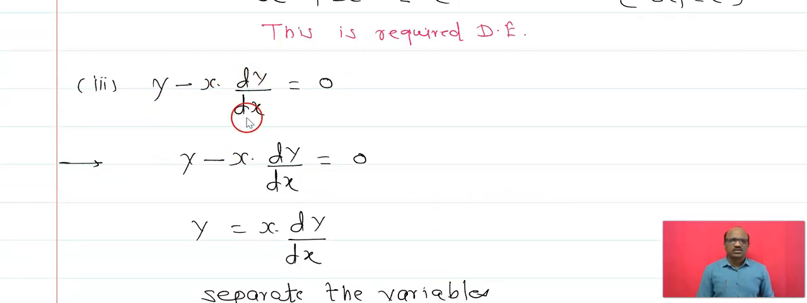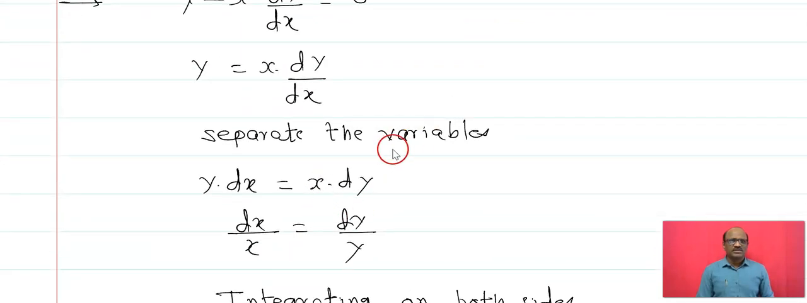y minus x into dy by dx is equal to 0. Therefore y is equal to x into dy by dx.